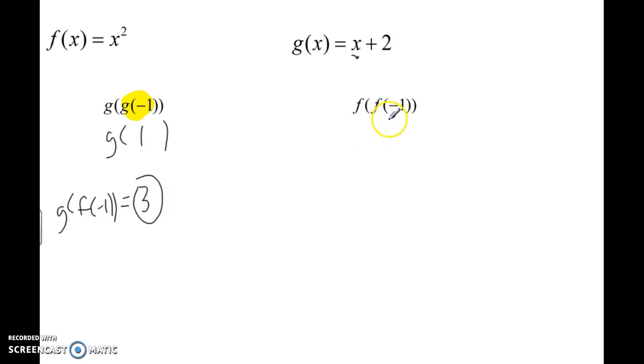And again, we'll do this one. So this would be f of, we have to evaluate what f of -1 is. -1 squared is +1. Plug that back into x squared, and we get 1. 1 is our answer on that one.